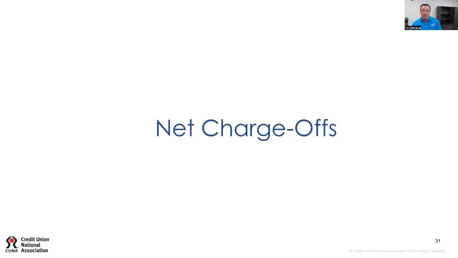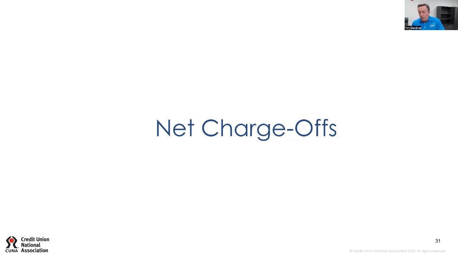The provision for loan loss is an expense to us, and that increases the allowance. So we take an income statement item, the provision for loan loss, and we use that to increase the allowance for loan loss. As we experience more charge-offs, that means we're going to have to increase our allowance.